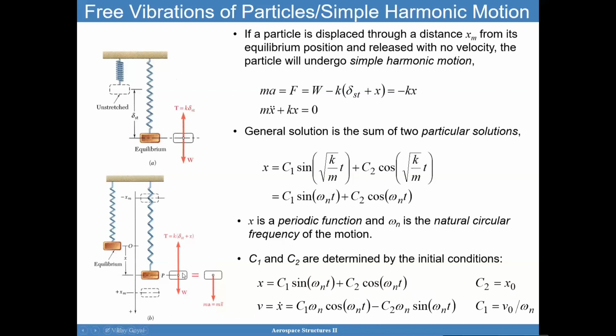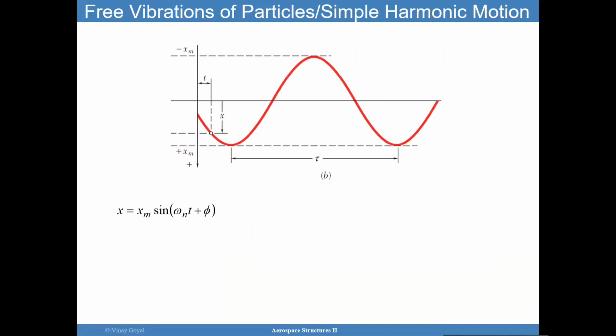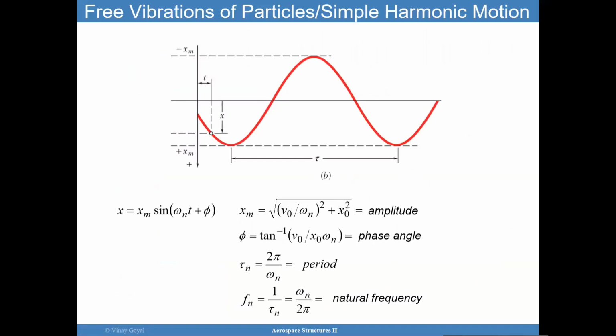So, very important consideration: notice how the natural circular frequency of the motion depends on k and m. The higher the stiffness, the higher this omega n is. The higher the mass, the lower this omega n is. So you can see how these two play into the natural frequency of this motion. And so here what I'm describing to you is another way of solving this equation.